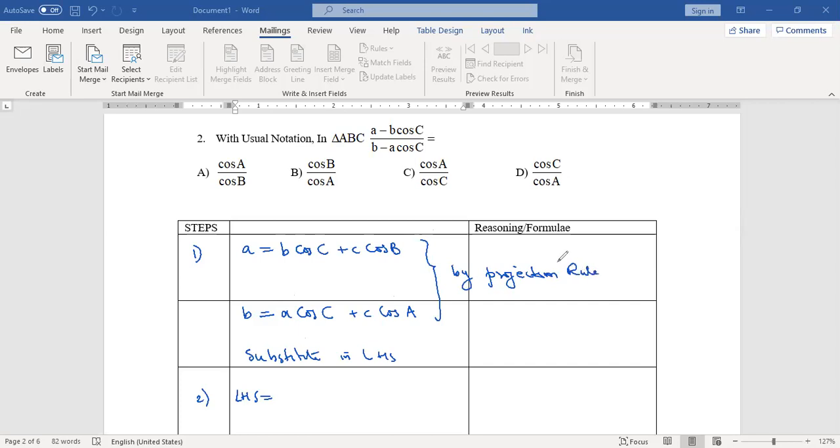Three students have given the answer. So replace here, replace here, answer has come. Yes, students have given me the answer.